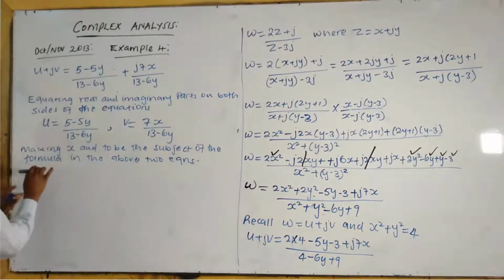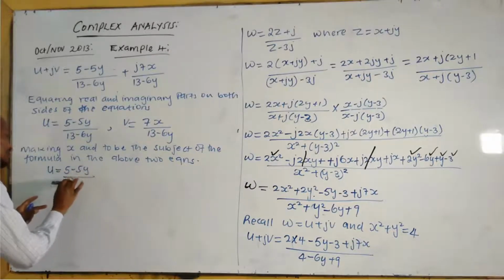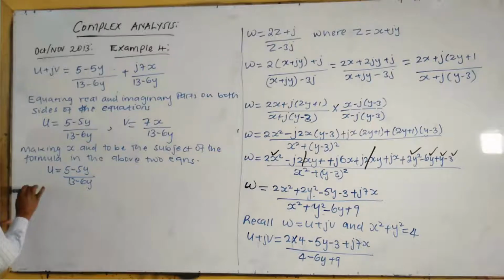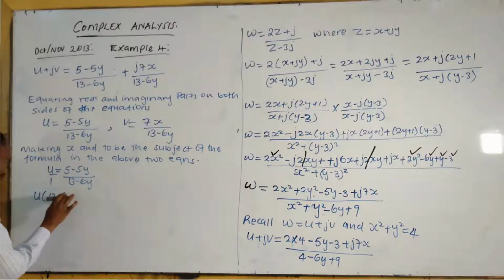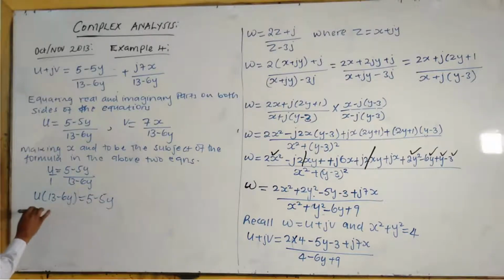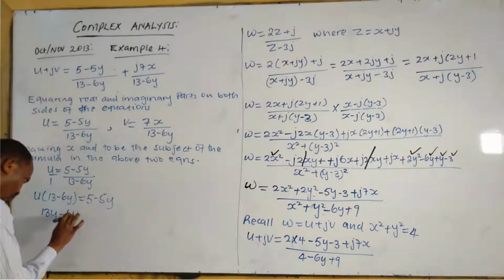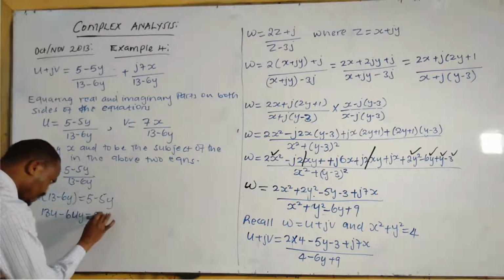So you have u is equal to (5 minus 5y) over (13 minus 6y). This is u multiplied with what? 13 minus 6y. I'm doing cross multiplication, multiplying this over 1, this times this. u into bracket 13 minus 6y is equal to 5 minus 5y. Open this bracket: 13u minus 6uy is equal to 5 minus 5y.